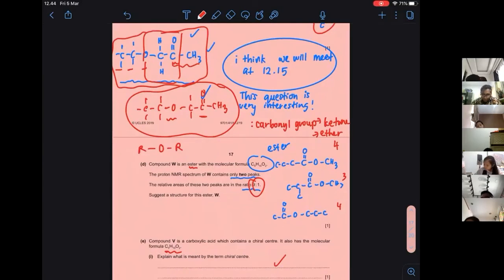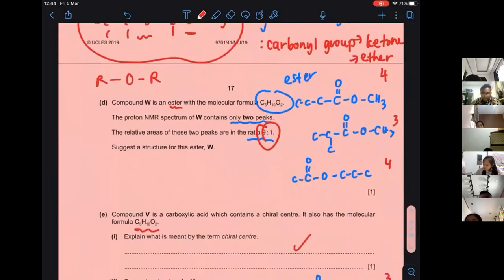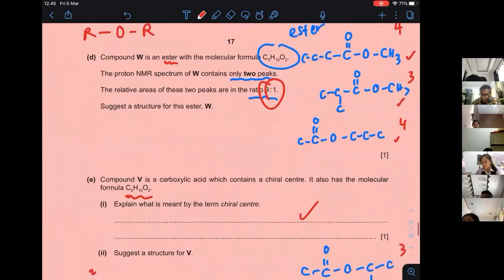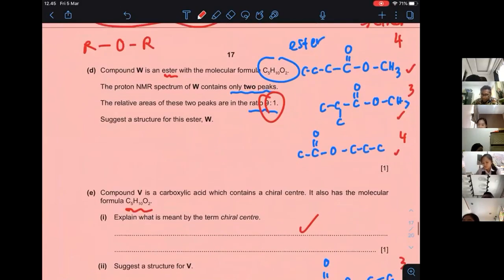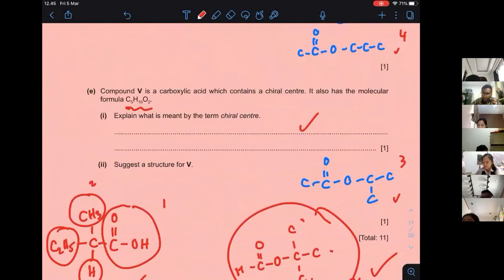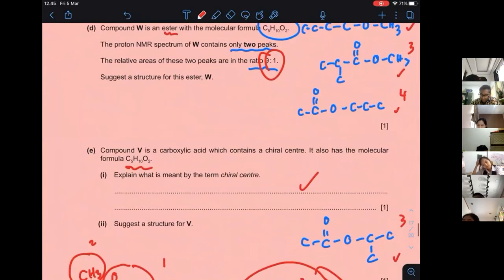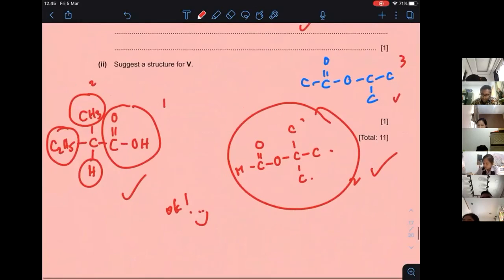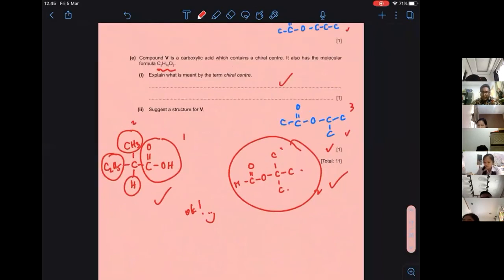So anyway, let's continue. Compound W is an ester. Now they tell us it is an ester. So when I look at it in the form of ester, I draw a few examples of possible esters. I think I can draw 4 examples of ester, and even another one, so 5 examples of ester.